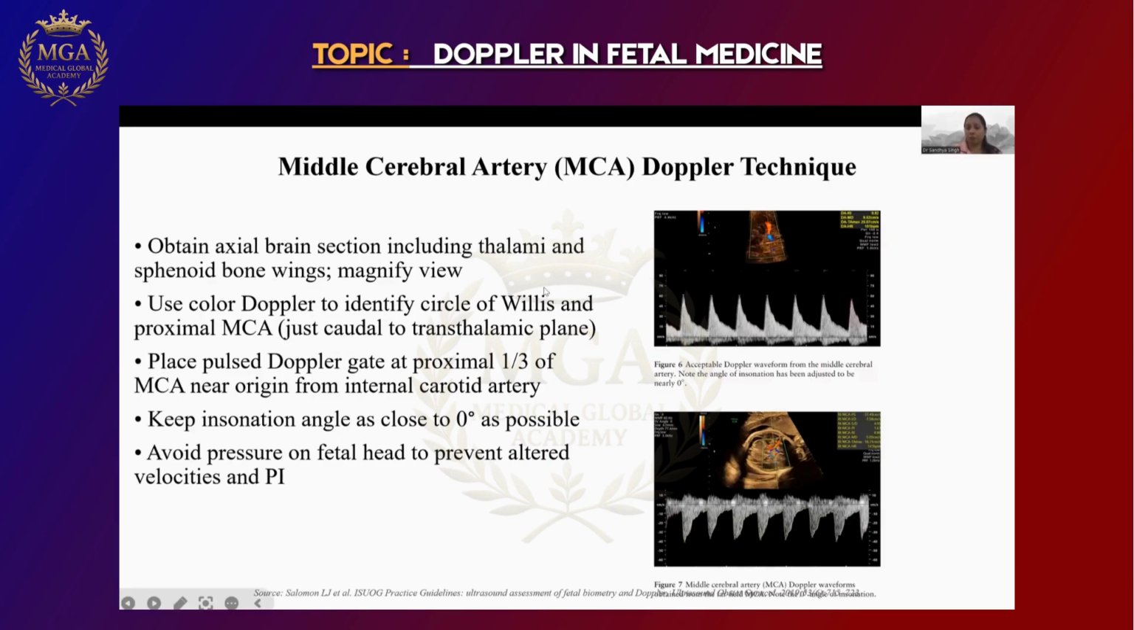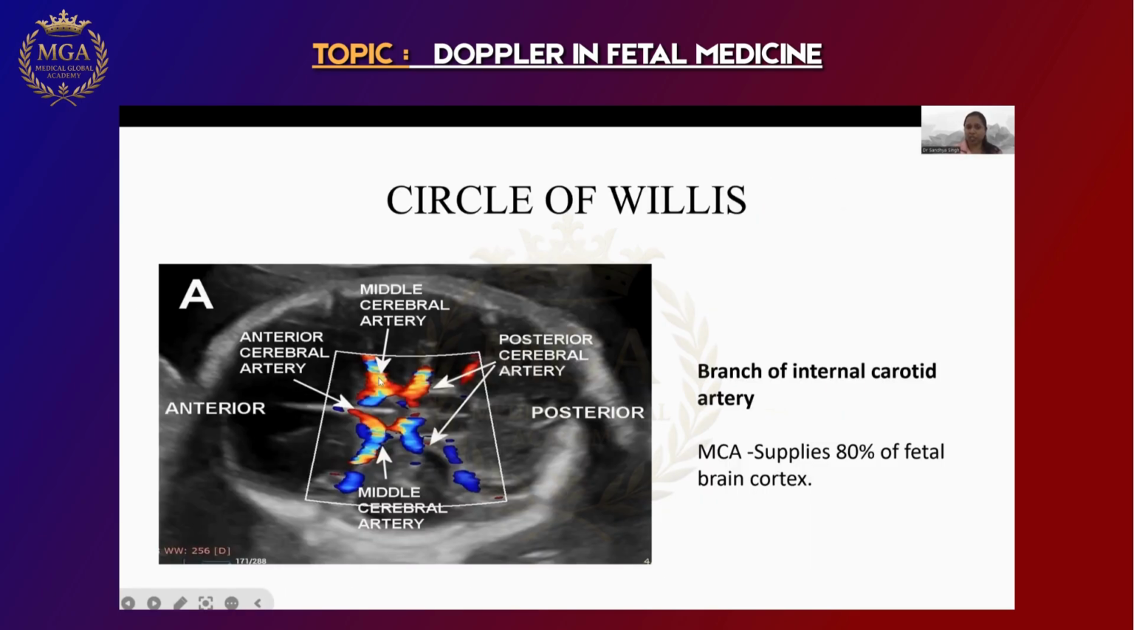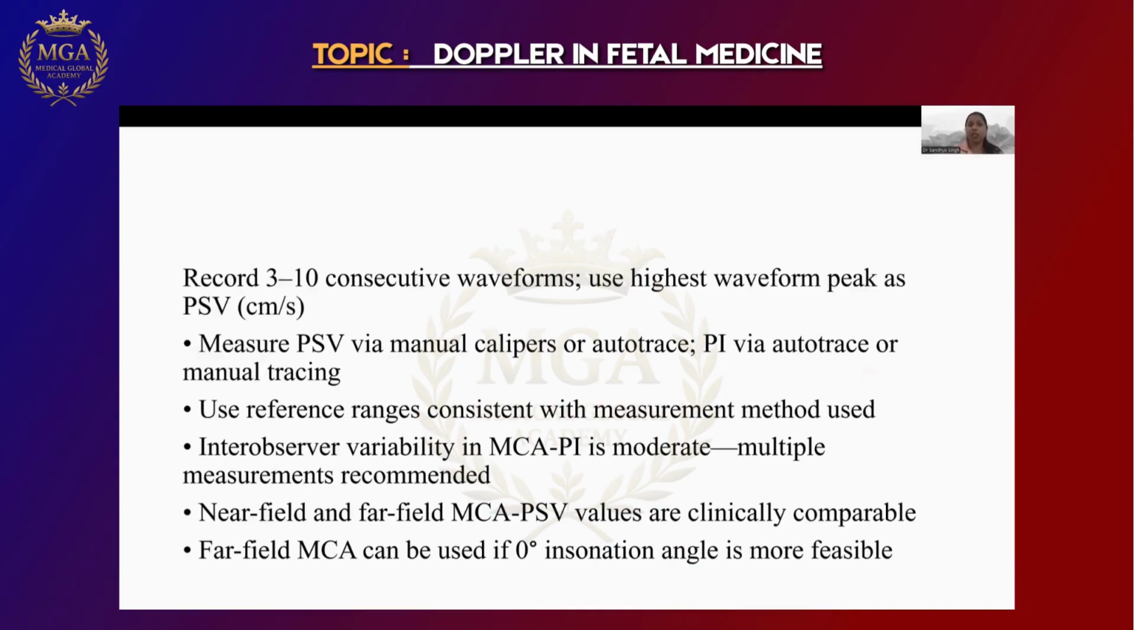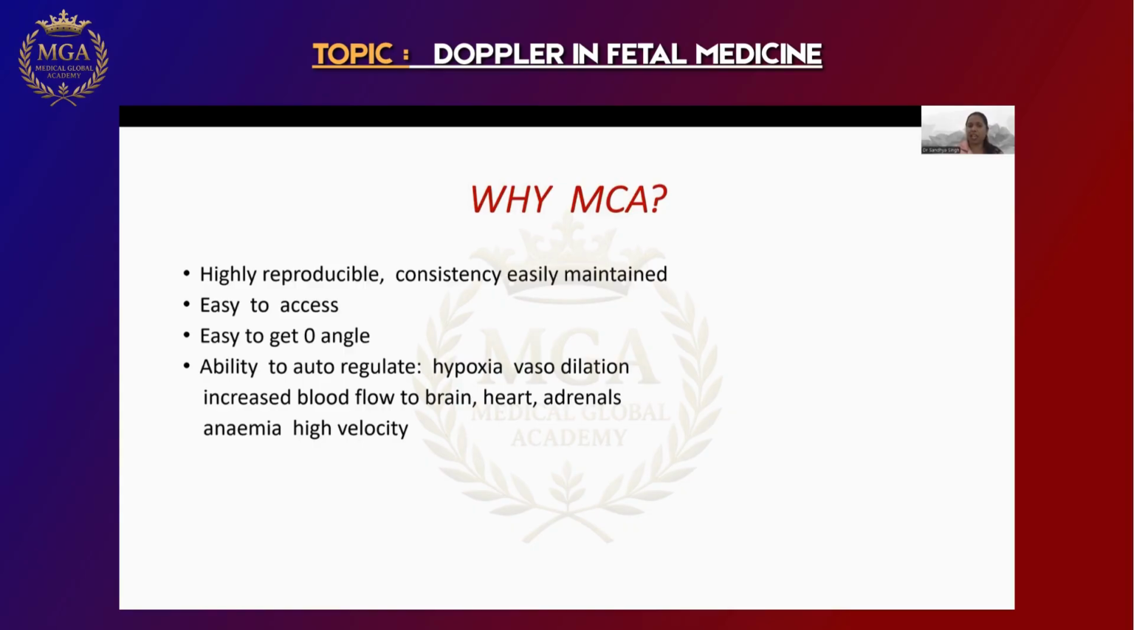You have to put the cursor here, just where it divides. This is a circle, it divides. You put the cursor here. In the proximal one-third, you have to put the cursor, with a 2 mm gate, and an angle of 0 is better. Don't put too much pressure on the head. Now, you take 3 to 6 waves, and we put the auto button and it will calculate PI, RI, PSV, everything will be calculated.